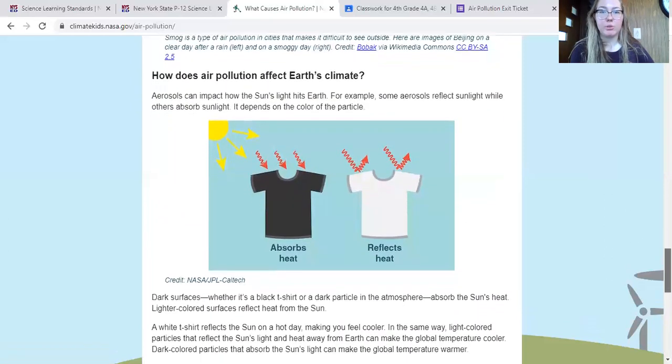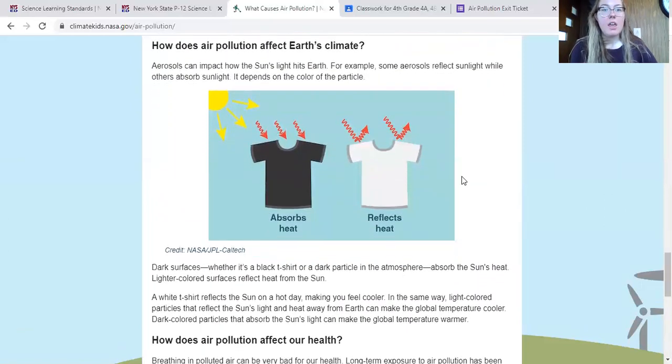So how does air pollution affect Earth's climate? Aerosols can impact how the sunlight hits Earth. For example, some aerosols reflect sunlight while others absorb sunlight. It depends on the color of the particle. So if it's dark colored, it's going to absorb the heat. If it's light colored, it's going to reflect that heat. So we know this because if we go outside on blacktop, it gets really, really hot. Have you ever kind of burnt your feet when you're out on the blacktop?